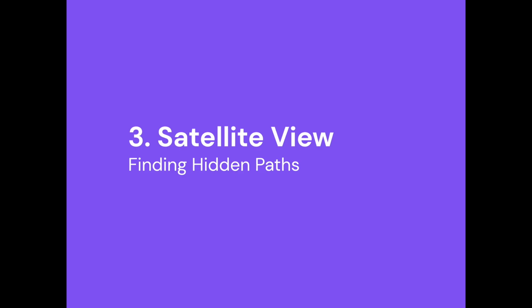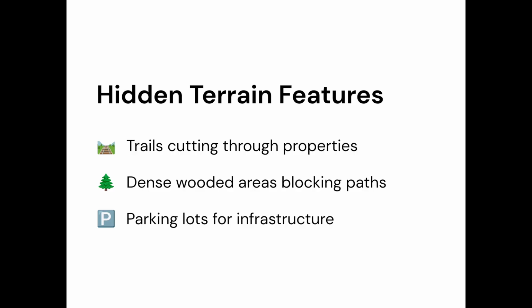All right, let's talk about Section 3, Satellite View and Finding Hidden Paths. Here, we're shifting to an Ultra HD macro perspective. It gives operators the ultimate lay of the land, which is absolutely indispensable, especially for rural or unfamiliar deployments. When you look down from above, specific hidden elements suddenly pop out at you. You easily spot trails cutting right through properties, dense wooded areas that block your cable paths, or even parking lots that are perfect for temporary infrastructure. It allows planners to proactively strategize long before a truck ever rolls out of the lot.